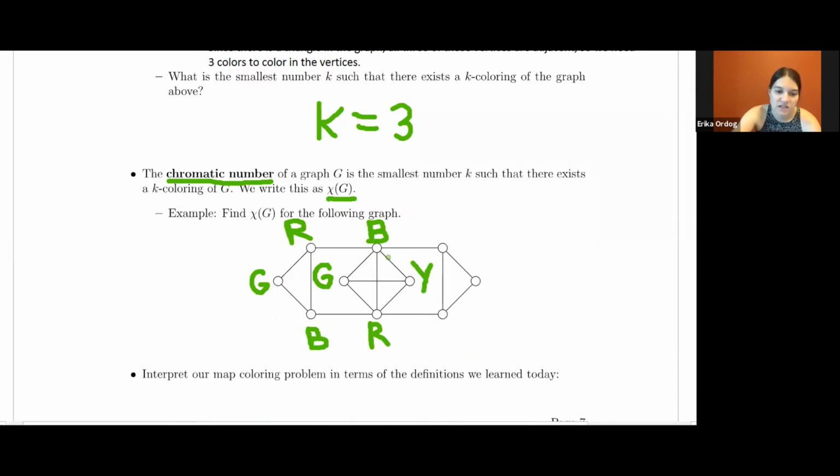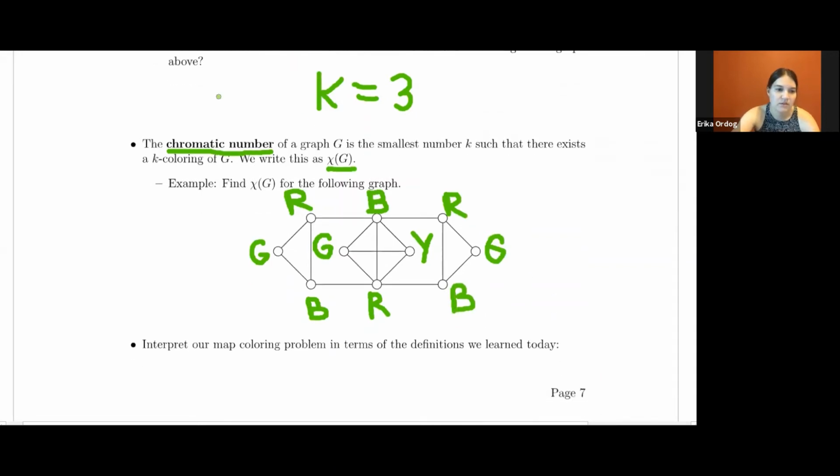Then we can continue on. This one's blue, so this can be red, green, or yellow. And this vertex, let's just label it green, and we'll label this one blue. Okay, so chi of G is 4 here, and let's explain exactly why that's true.